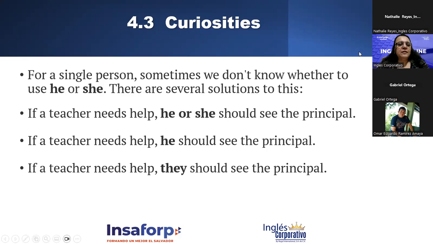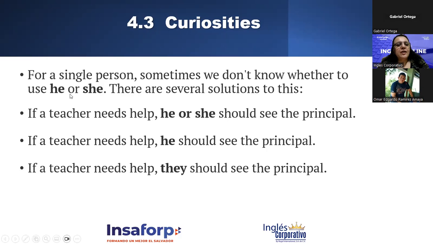Now these are some other curiosities. For a single person, sometimes we don't know whether to use he or she. There are several solutions to this. If a teacher needs help, he or she should see the principal. If a teacher needs help, he should see the principal. If a teacher needs help, they should see the principal. When we don't know if it's he or she, we may use both, or we may use he, or we can use they.